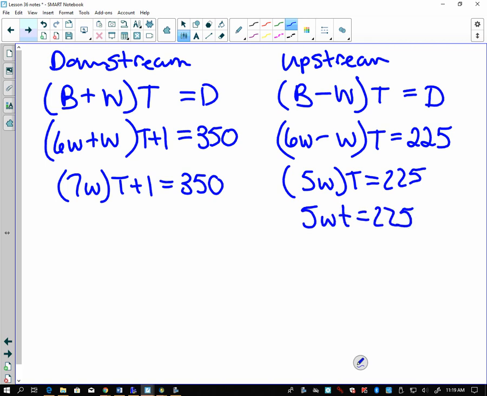So that's really just 5WT equals 225. Could I solve for WT? Yeah, by doing what? Dividing by 5. So WT, that's the speed of the water times time, equals what? 45, equals 45 miles. So whatever the speed of the current is times whatever time I'm getting is giving me a distance. Because remember, distance equals rate times time. My rate there is the W.